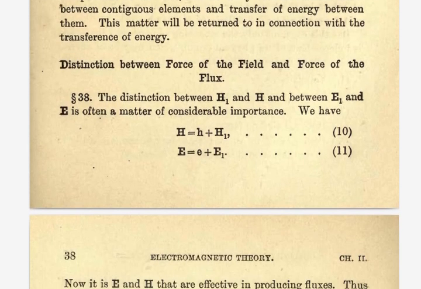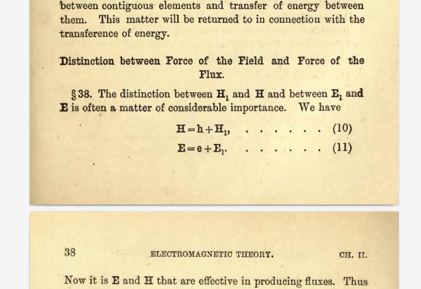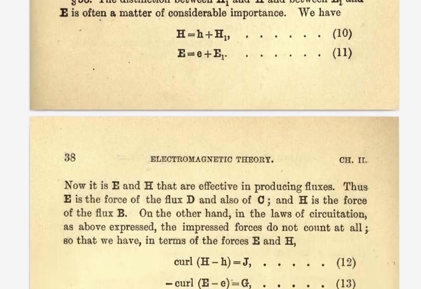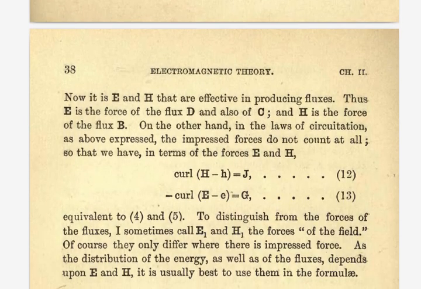Distinction between force of the field and force of the flux. 38. The distinction between H1 and H and between E1 and E is often a matter of considerable importance. We have H equals H1 plus H, E equals E1 plus E. Now it is E and H that are effective in producing fluxes. Thus E is the force of the flux D and also of C, and H is the force of the flux B.